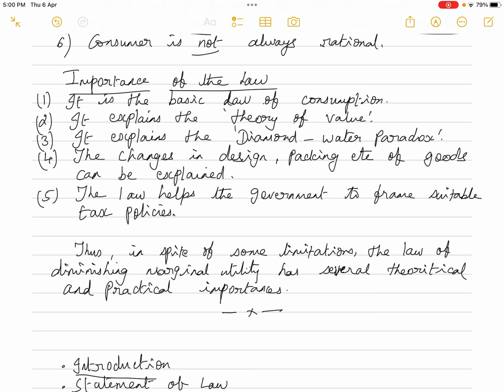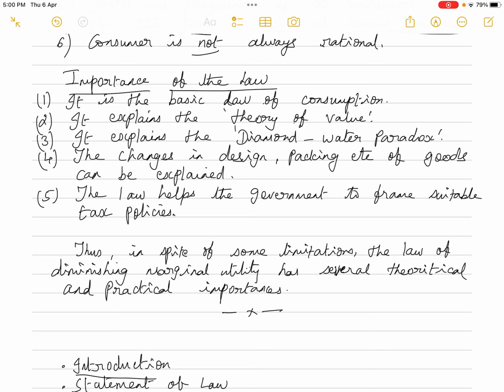And then the fourth important point: the changes in design, packing, etc. of goods can be explained. Nowadays the sellers, the commodity might be the same, but if the commodity is the same, the price also has to be the same. See, now we are witnessing different brands of soaps, cosmetics, shampoos. So many varieties of goods are flooding the market. Each has different prices, isn't it? But maybe the commodity might be the same.